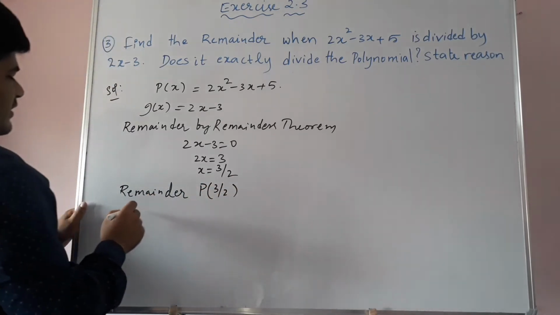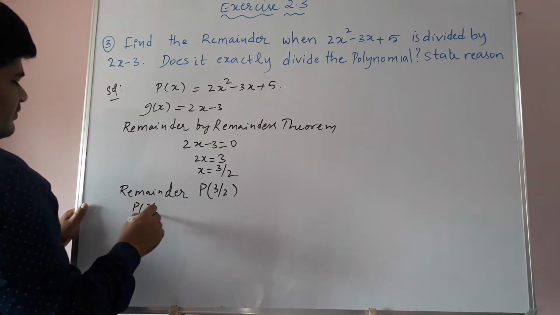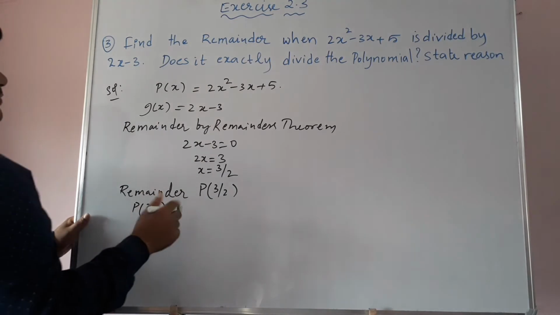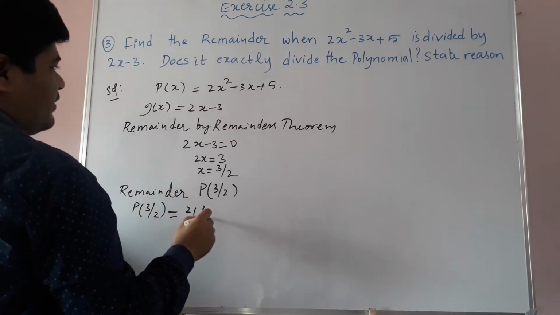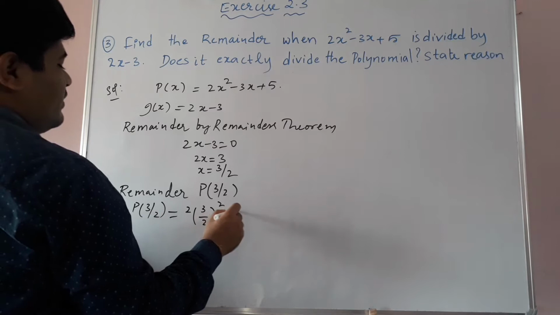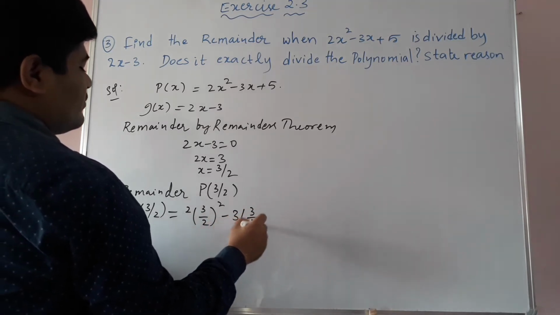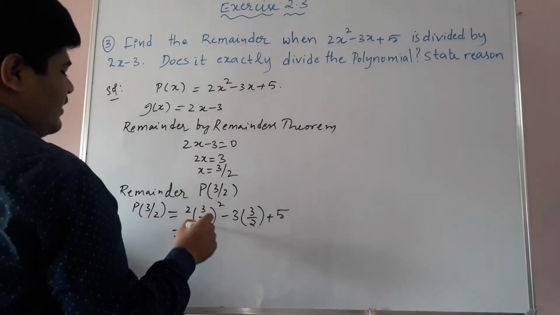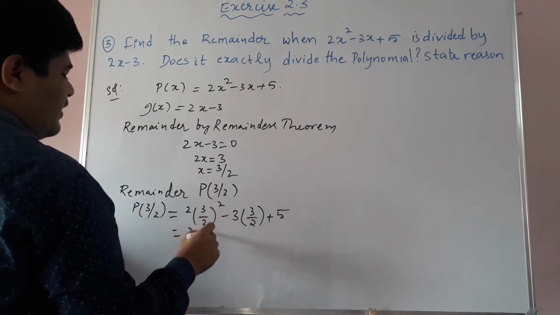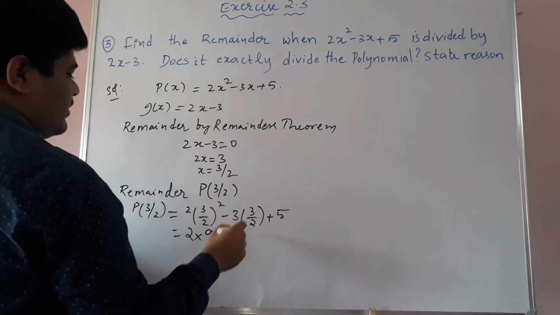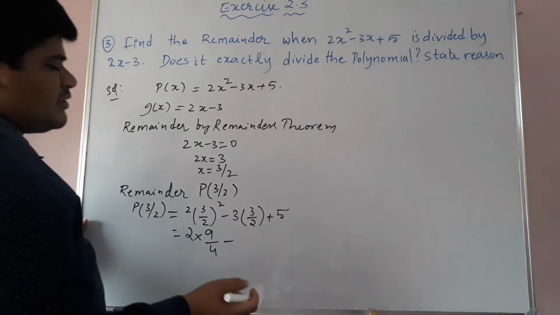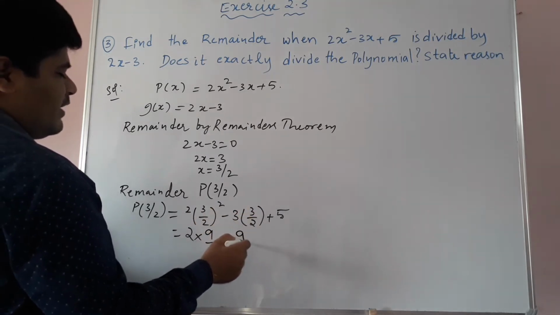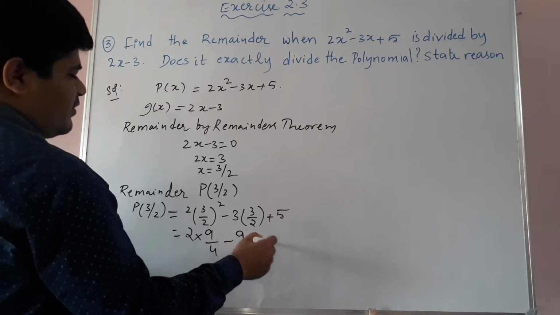Now find the remainder, children. P of 3 by 2. Just replace this x value with 3 by 2. So 2 into 3 by 2 square minus 3 into 3 by 2 plus 5. Okay, so 2 into 3 by 2 whole square, that is 3 square by 2 square, 9 by 4, minus 3 into 3 by 2, children. 3 is nothing but 3 by 1, 3 3s are 9, by 1 2s are 2. So minus 9 by 2 plus 5.